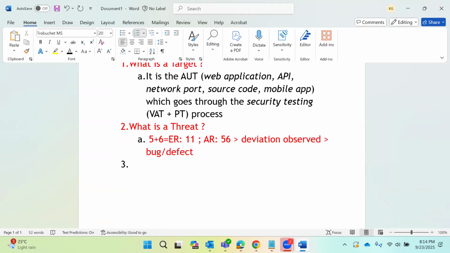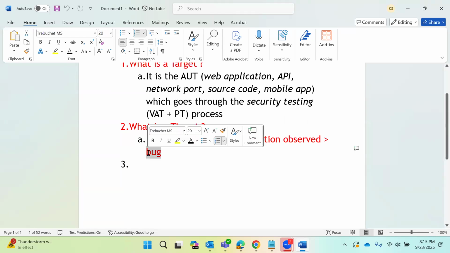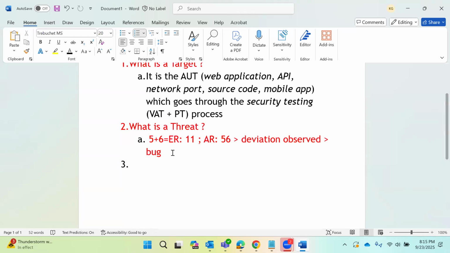Each company uses different terminologies. I'll use the word bug here. In functional testing, we use the words bug, defect, error, mistake, failure, etc. But in security testing, we don't use the terminology bug. We use the terminology threat. So can I say a bug is equivalent to a threat? On a lighter note, I can say yes. But if you are a real security testing professional, a bug is different, a threat is different.